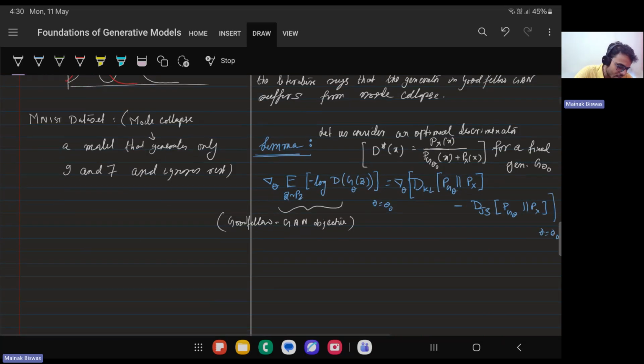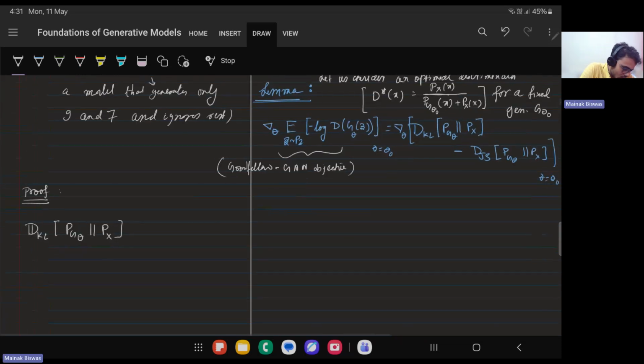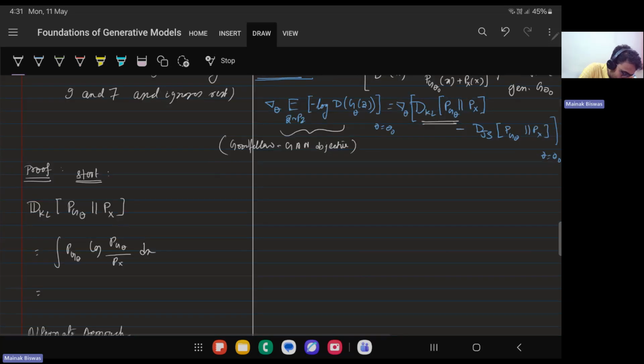Now the proof goes as follows. I will do some bookkeeping on the left. I will start from the DKL term between the model distribution and the data distribution. This is what I'll start from. I'll show that this is the integral of p_g theta, log of p_g theta, over x, dx. And this is nothing but the expected value.